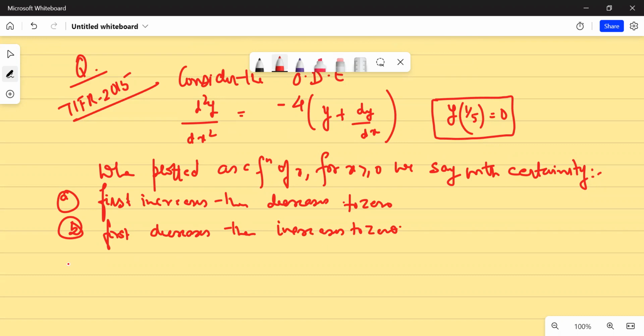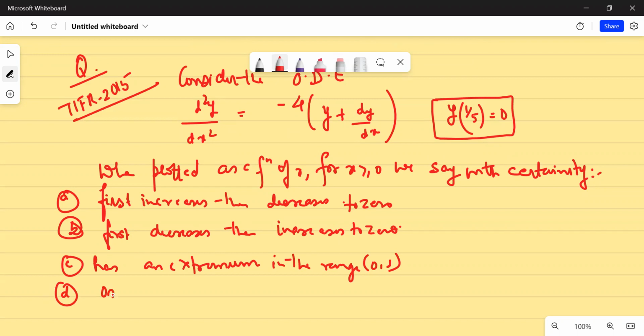The third option is has an extremum in the range 0, 1. Extremum means maximum or minimum, it can be anything. In the range 0, 1. And option D says oscillates from negative to positive with decreasing amplitude, amplitude to 0.